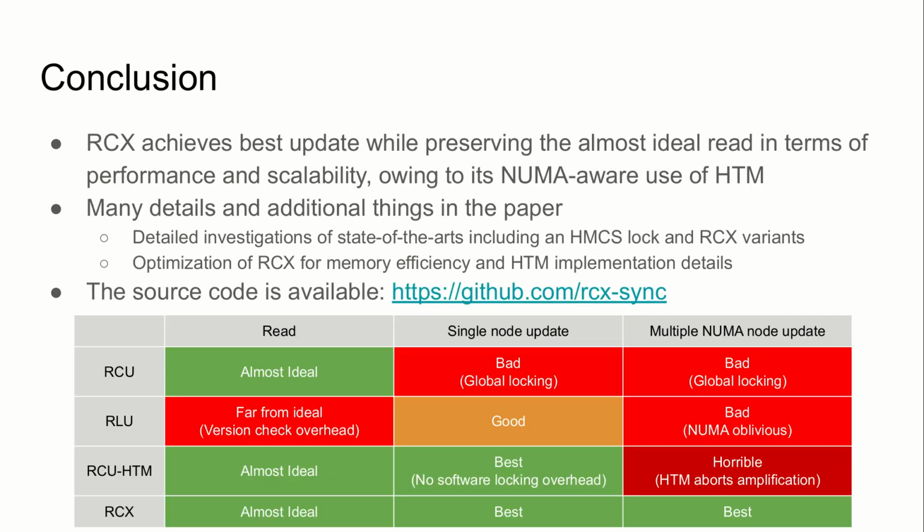Conclusion: RCX achieves the best update performance while preserving almost ideal read performance and scalability, owing to its NUMA-aware use of HTM. Many details and additional things are in the paper, including detailed investigations of the state of the art, including the HMCS lock, RCX variants, and optimization of RCX for memory efficiency and HTM implementation details.